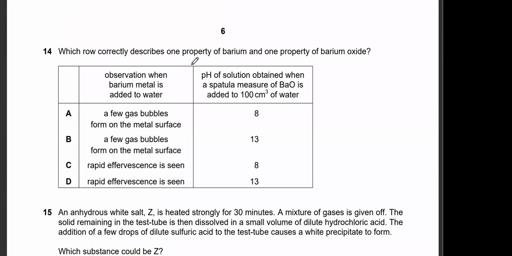Yes, sir. So next one: which row correctly describes one property of barium and one property of barium oxide? Observation when barium metal is added to water. It's going to be a vigorous reaction because, remember, down the group reactivity increases. So a few gas bubbles forming on the metal surface is not true. It's going to be a reactive reaction. Rapid effervescence would be seen.